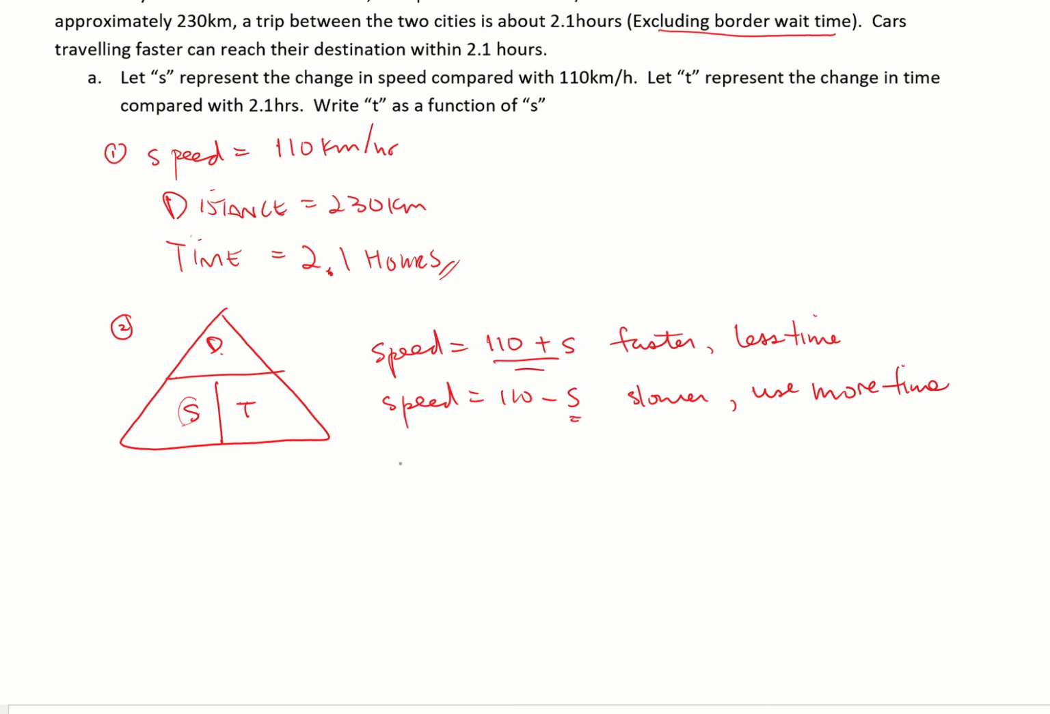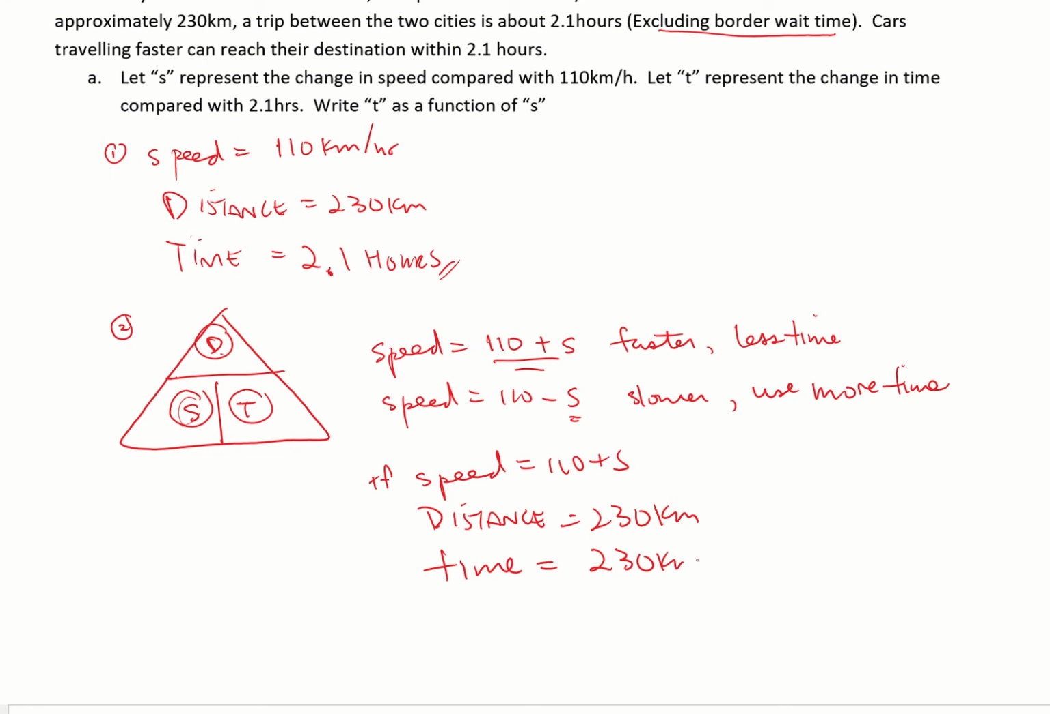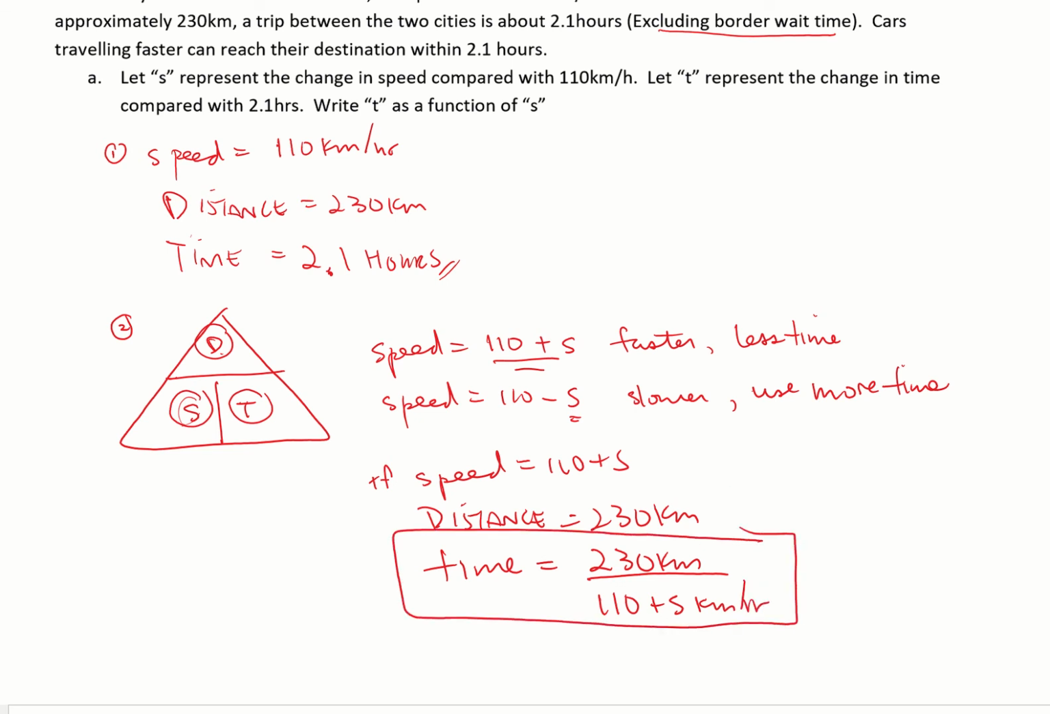Okay, so if your speed is equal to 110 plus S, and then your distance is always fixed. When you're traveling between the two cities, this is always 230 kilometers. So what that means is your time is equal to, now if you look at it, time is distance over speed. So it'd be 230 kilometers divided by 110 plus S kilometers per hour. So this right now is how much time it will take if you go faster, okay? So what that means is you end up with less time.